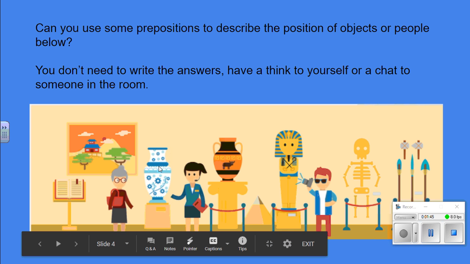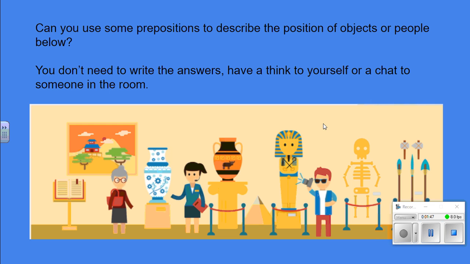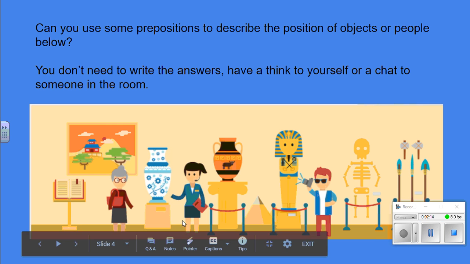So have a look at this picture here. Can you use some prepositions to describe the position of objects or people below? I don't need you to write down the answers, but have a think to yourself or a chat to somebody else in the room if there's somebody there who's free to chat to you. And just have a think about the people and the objects in the picture. Can you use some prepositions to describe where they are? So pause the video while you have a think. Okay, so I hope you came up with some good answers.